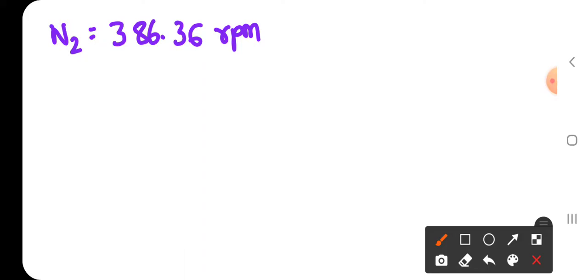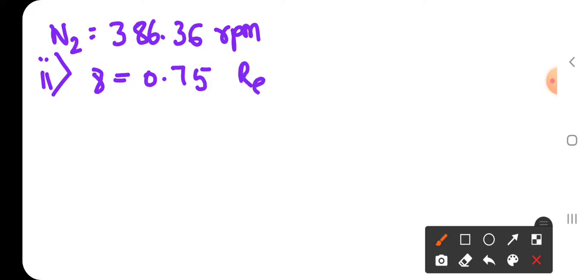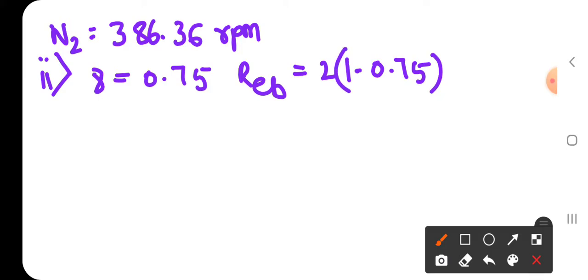Okay. Next, let us go to the second one. In the second one he has given the duty ratio as 0.75. So if the duty ratio is 0.75, then what is the effective braking resistance? The effective braking resistance is 2 into 1 minus 0.75, which is 0.5 ohms.